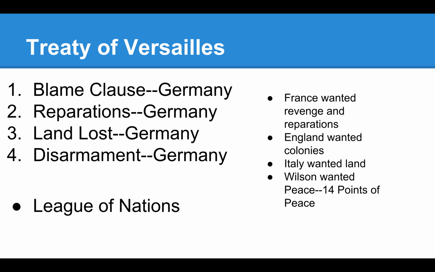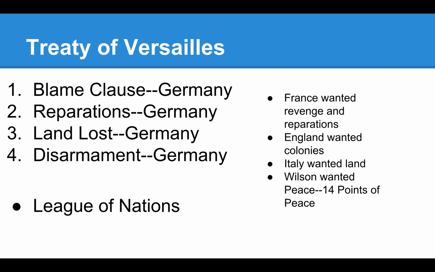The Treaty of Versailles blames Germany for World War I, makes Germany pay reparations, makes Germany lose their land, and makes Germany disarm. And this is going to be so harsh that when Hitler basically refuses to abide by it, he gets away with it.